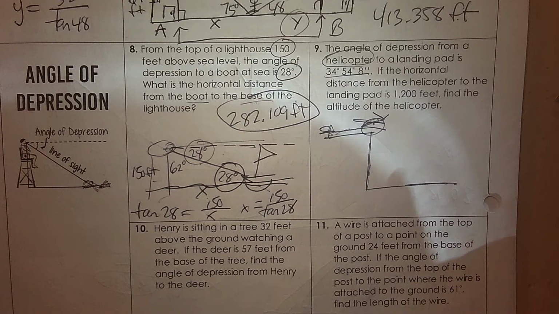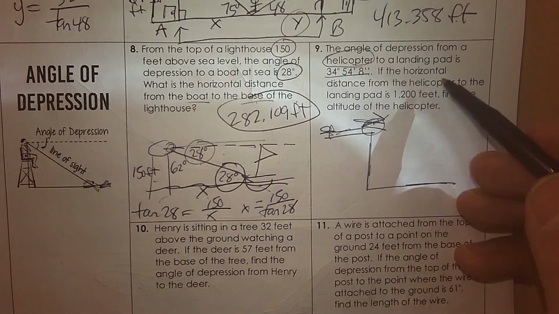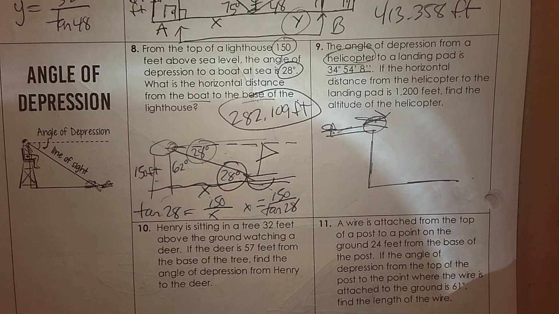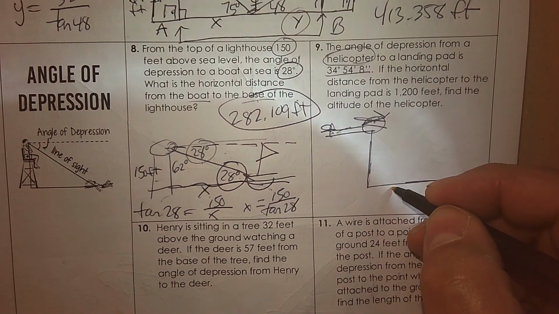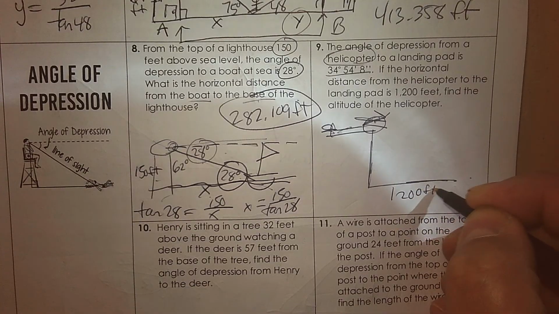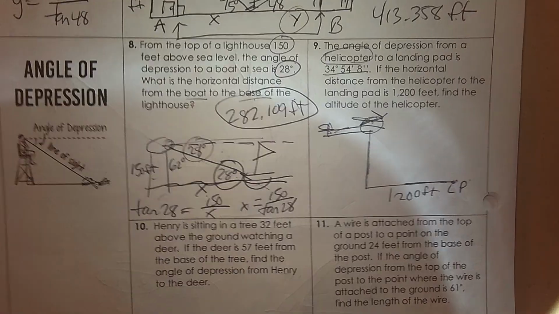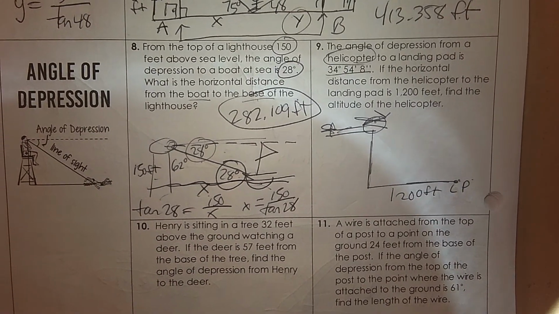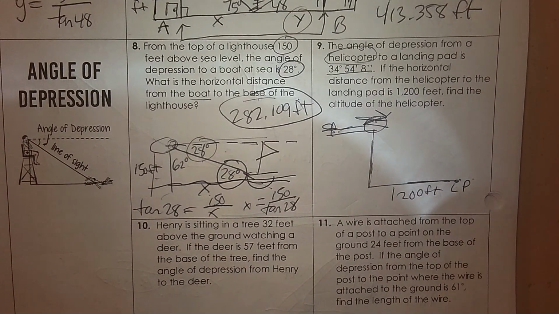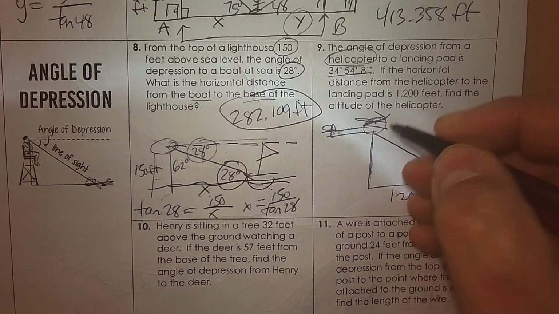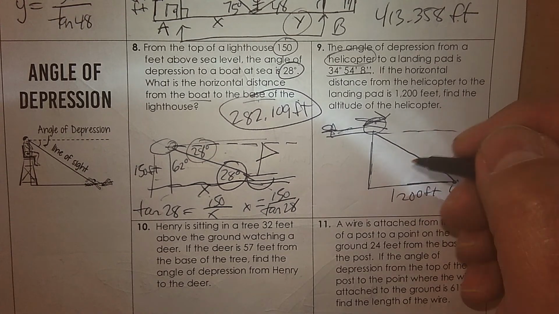So the horizontal distance from the helicopter to the landing pad is 1,200 feet. This is the landing pad. And it says the angle of depression to it. So when I make my right triangle, the angle is not inside the triangle.